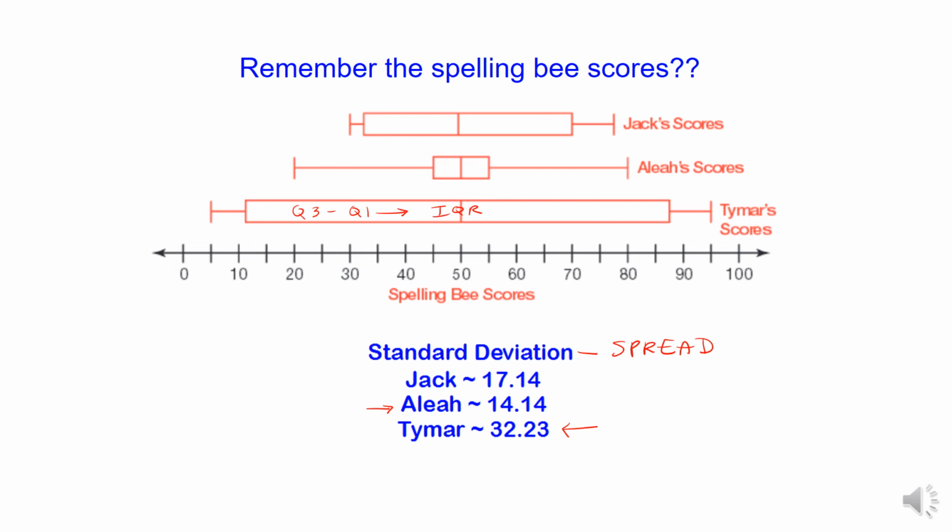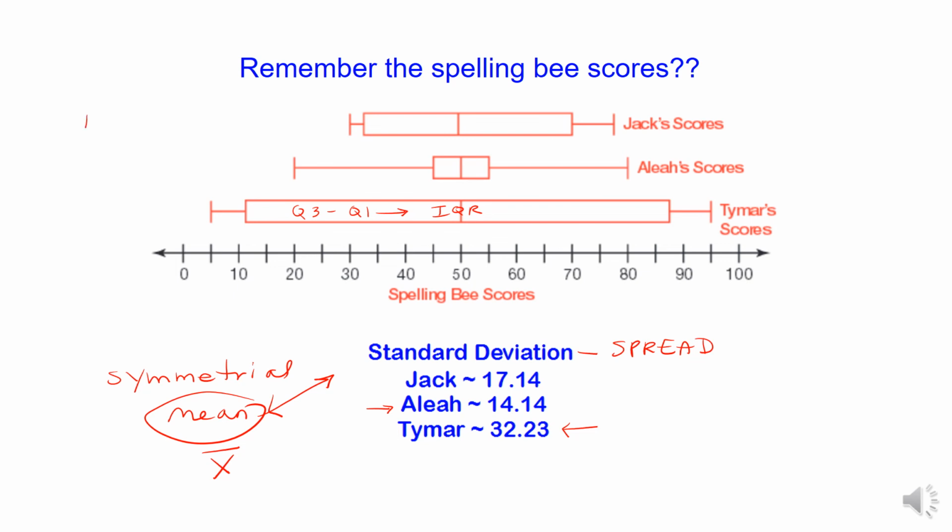Now, since theirs were symmetrical, all of their data was symmetrical, we would use the mean and standard deviation. These two go together, okay? When we use the mean, we use standard deviation. When we want to use standard deviation, we have to have the mean. If you can't find the mean, you can't use standard deviation.